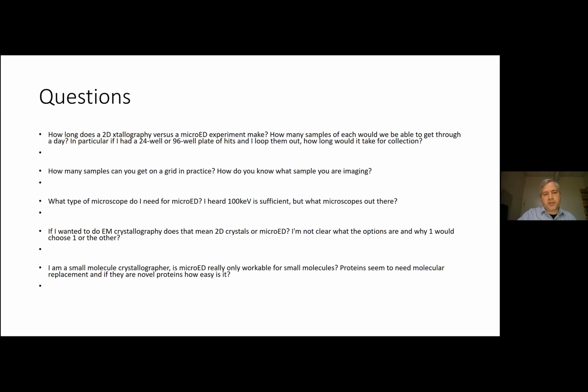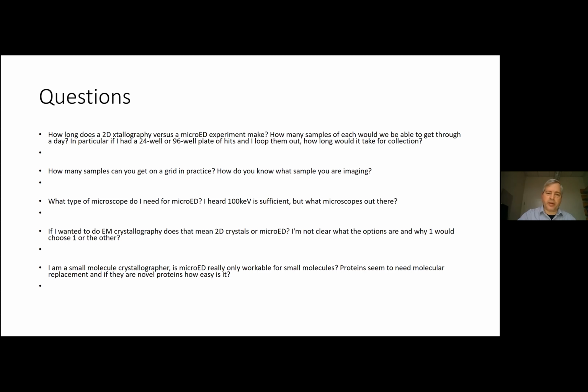How many samples can you get on a grid in practice? Even though I said you could do more than one, probably most people are doing one sample on a grid. If you have an auto loader system, you can load 11 or 12 grids at once. So that would probably be the way to go, 11 or 12 grids of different samples. Right now, one sample per grid would probably be the easiest thing. I think when they put more than one, it's again more of a proof of concept.